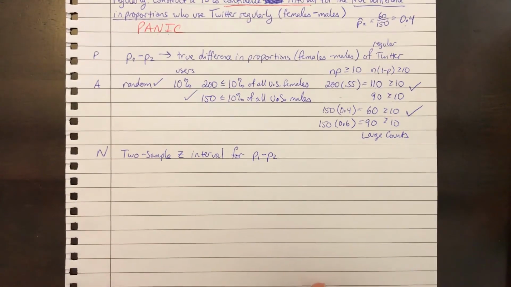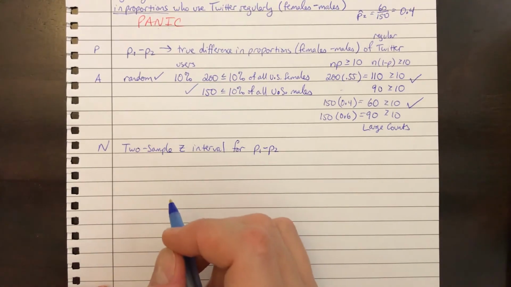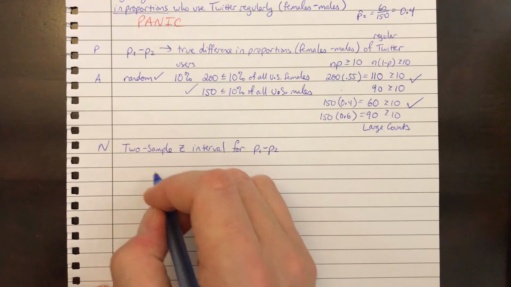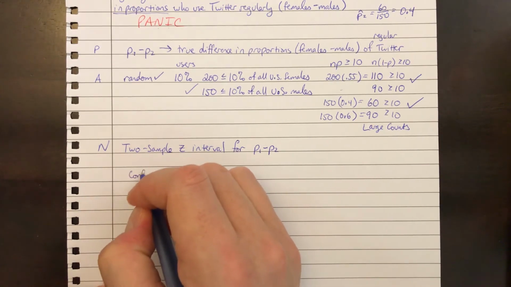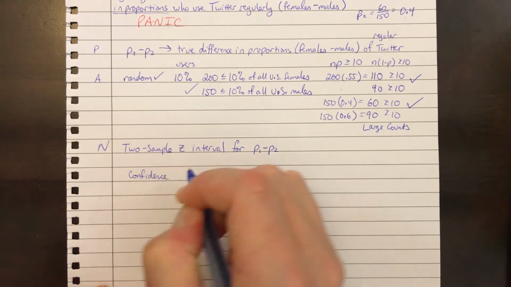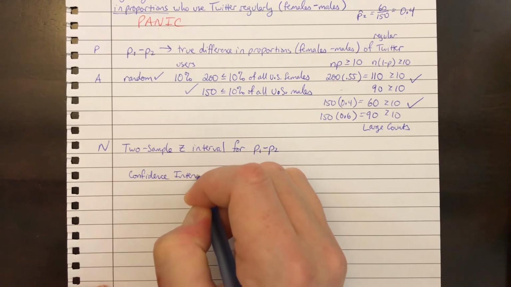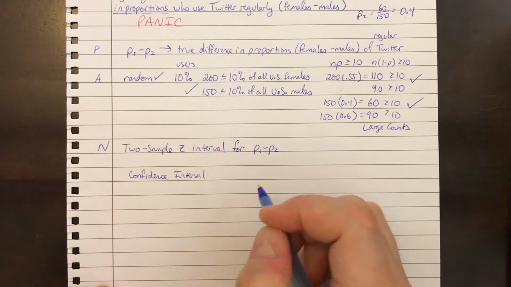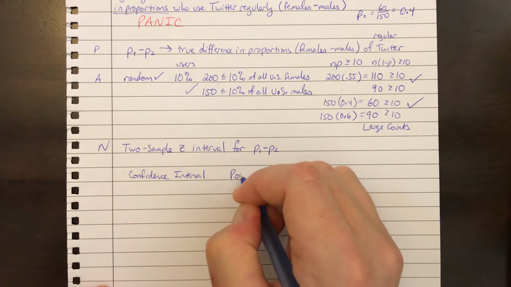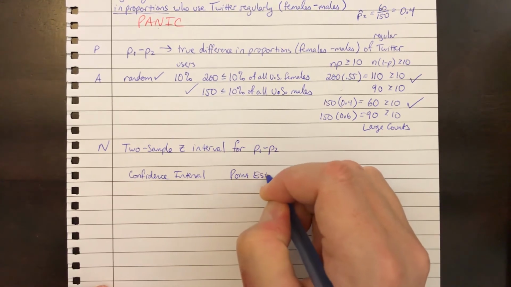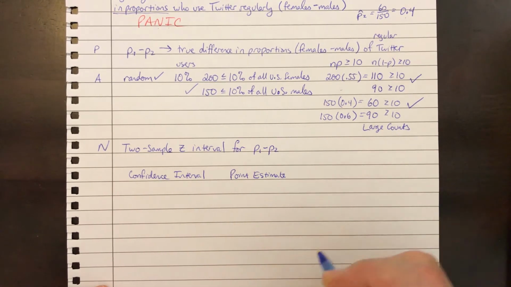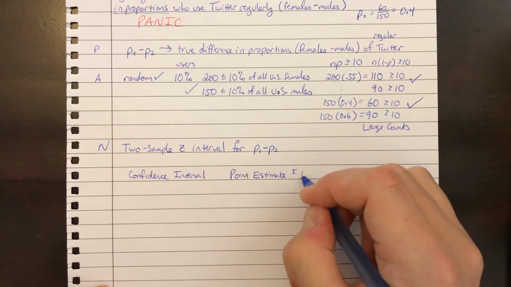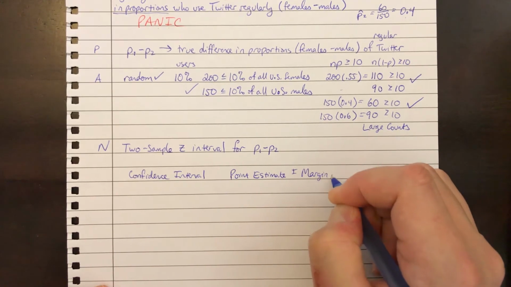Now, just as a review here, the general formula for a confidence interval is we take the point estimate plus or minus the margin of error.